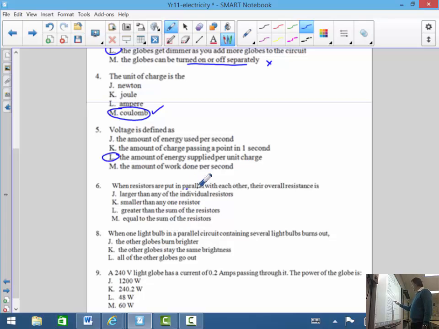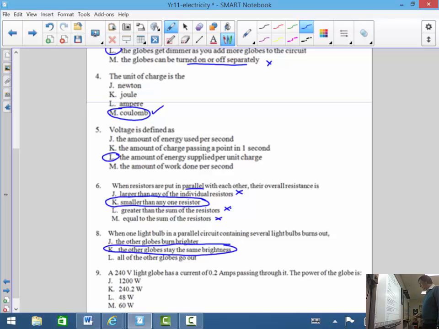When resistors are put in parallel with each other, their overall resistance goes down because you've got more pathways and more charges available to flow, so it should be smaller than any one resistor. When one light bulb in a parallel circuit containing several bulbs goes out, do the other ones burn brighter, stay the same, or go off? Well, they'll be the same. You should have done that in your practical.